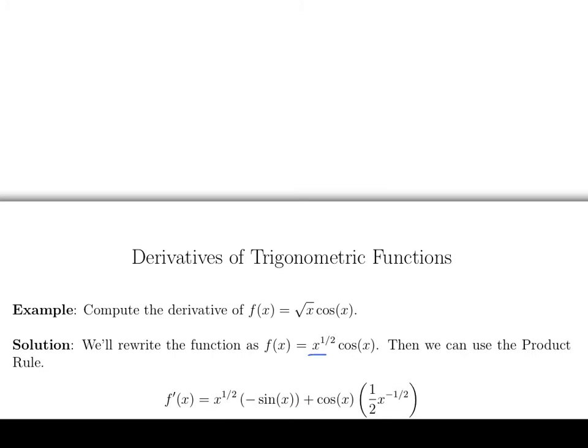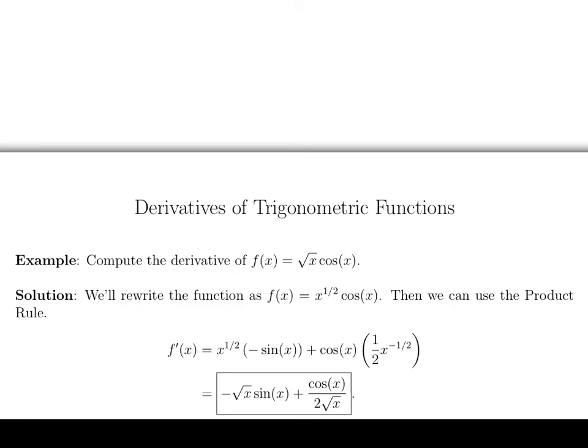And the first function is x to the 1/2, so we use the power rule to get the derivative of that guy. So remember that the power rule tells us that you bring the power out in front and subtract 1 from the power, so that's how we get the 1/2 x to the minus 1/2. Now if you like, you can leave it like this, or you can do a little bit of simplification.